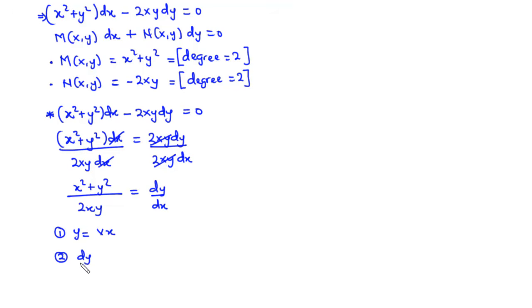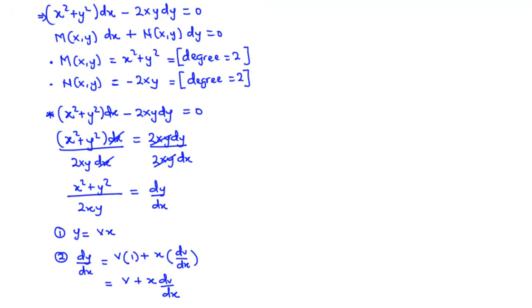So we have dy/dx equals, now we are going to apply the product rule here. So we hold v and then we differentiate x with respect to x, which is 1, plus we hold x and then we differentiate v with respect to x, and that's dv/dx. Therefore, we have this to be v plus x dv/dx. So we are going to substitute these two into this differential equation, and at the end we are going to obtain a differential equation which is of variable separable type.